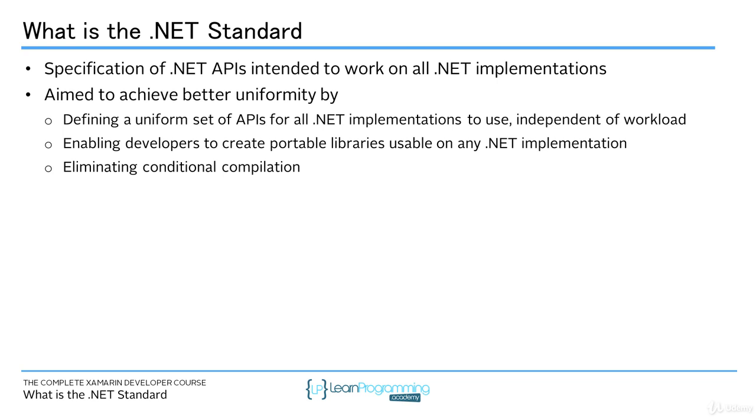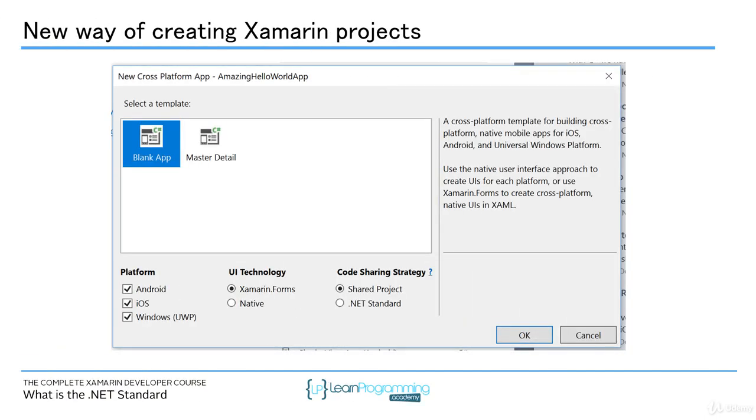Also, it is enabling developers to create portable libraries that any .NET implementation can use. So instead of creating portable libraries that may only work for certain .NET implementations, by targeting .NET Standard, these portable libraries will work with any .NET implementation. And it's going to be eliminating conditional compilation, meaning that instead of defining in our code that some things work for one platform and some things for another platform, the .NET Standard will allow the same code to run on any platform. So the new way of creating Xamarin projects is this.